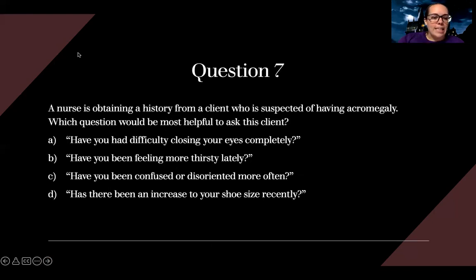All right, last but not least, a nurse is obtaining a history from a client who is suspected of having acromegaly. Which question would be most helpful to ask this client? So when there's a question like this, there's two ways that we can look at it. Effectively, what it's trying to ask me is what is associated with this? How am I going to know a client has this? So it could either be statements from the client, where if the client said it, it sounds most like acromegaly, or it could be which questions am I going to ask? How am I going to get the information I need to know that it's acromegaly?